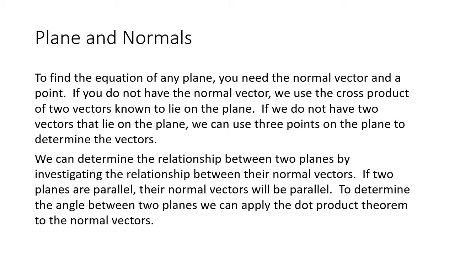We can also use the information about the normal to compare two planes. If two planes are parallel, their normal vectors must also be parallel. If you close your eyes and try to imagine it real quick, that should make sense. We can extend that idea further: you can determine the angle between any two planes by applying the dot product theorem to their normal vectors, because the angle between the planes is related to the angle between the normal vectors. Try to draw it out, imagine it in your head, and make sure you're convinced of that fact before we move on.